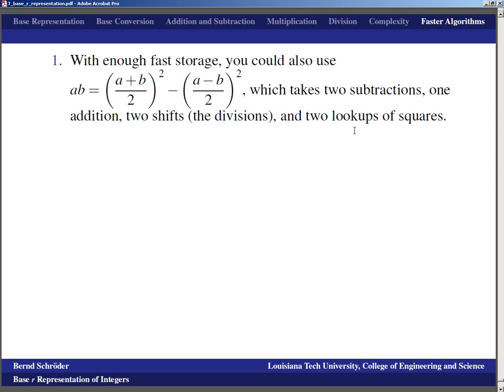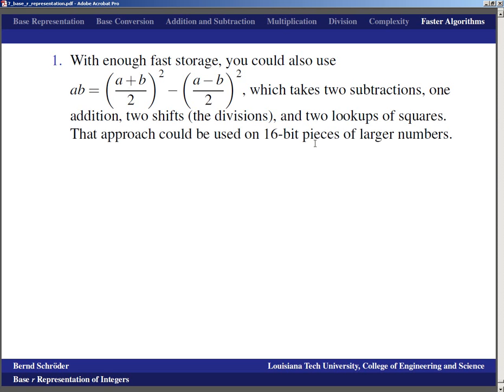and 2 lookups of squares. And now you could rightly say, well, how do you look up those squares? Well, that approach could be used on 16-bit pieces of larger numbers, because if you're looking at 16-bit numbers, 2 to the 16, oh goodness gracious, I was always so proud that I knew my powers of 2. 2 to the 16 ought to be 65,536, because that's the number of bytes that the Commodore 64 had, and that was 2 to the 16 bytes. So that was just a number that I pulled out of a different part of my brain here.